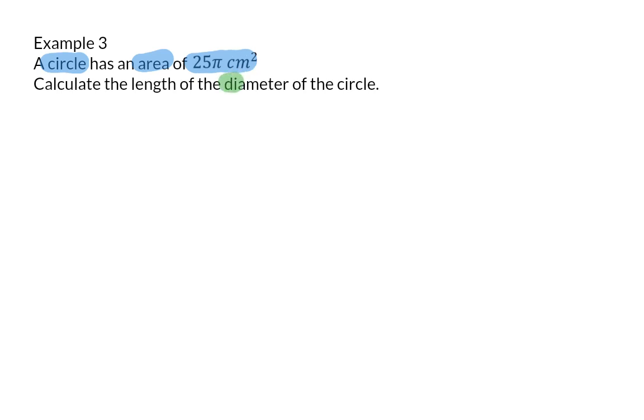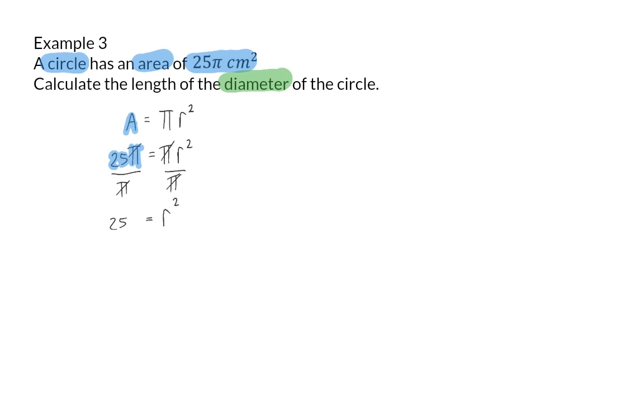Example 3. A circle has an area of 25 pi centimeters squared. Calculate the length of the diameter of the circle. Again, we start by choosing the correct formula, and that will be the area of a circle, and the area of a circle is equal to pi times radius squared. We were given that the area is 25 pi, and that means we can now go and solve r. This can be done by starting off dividing both sides by pi. This will then leave us with 25 is equal to r squared.